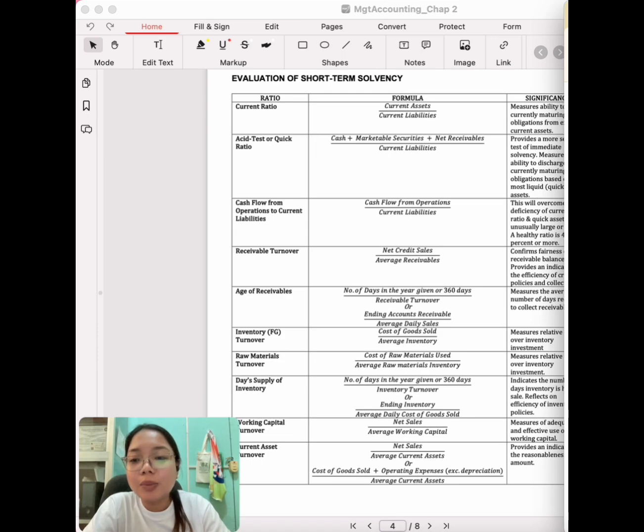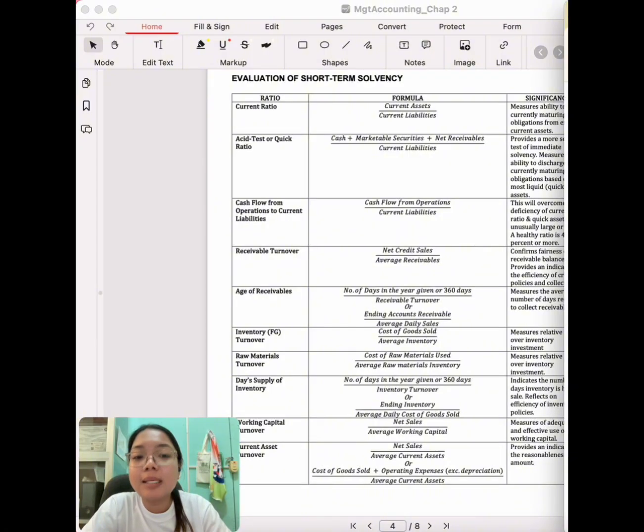Okay? Next, we discuss the age of receivables. So, this is related to receivable turnover. This measures the average number of days needed to collect receivables. So, ang formula dyan presented, there are actually two, diba? One formula is number of days in the year divided by receivable turnover, and then another approach is ending accounts receivable divided by average daily sales. So, ang concept dito is very simple. How many days, ilang araw ba will it take the company to collect the utang from the customers?